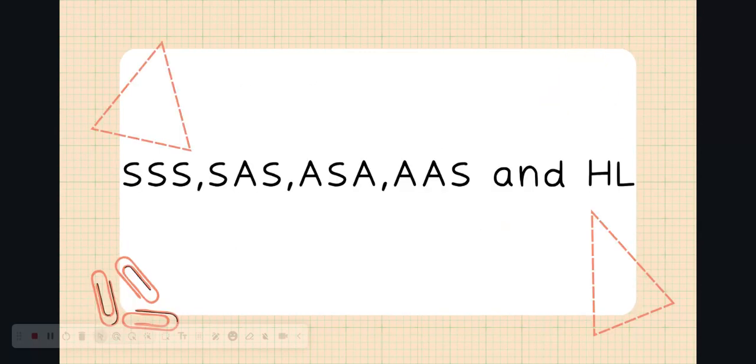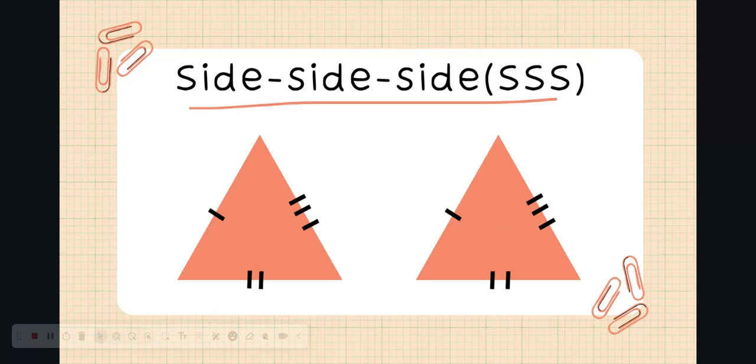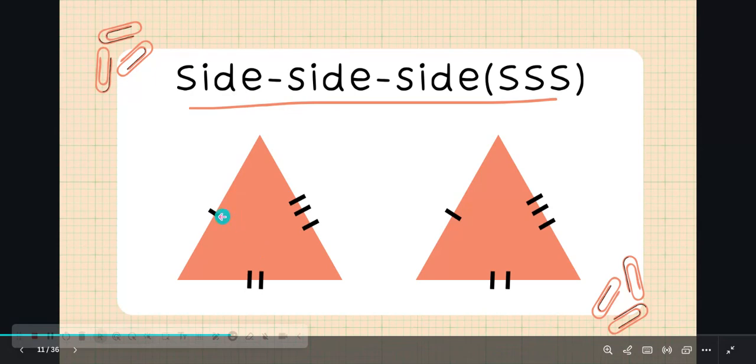So, now we're going to learn about the triangle congruence postulates, all 5 of them. And we're going to learn how to identify them on triangles. The first one we're going to learn about is side, side, side, or SSS. We can identify this in triangles if we see 3 corresponding congruent sides, represented by the dash marks.